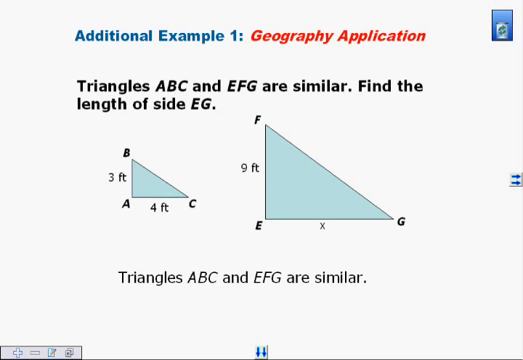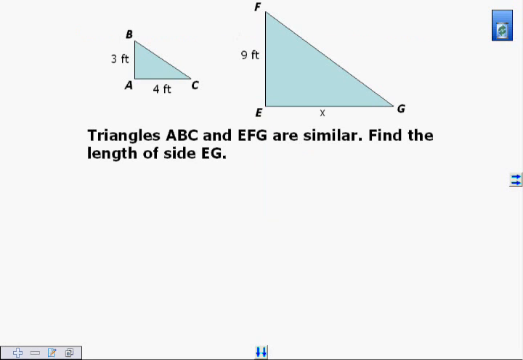Triangles ABC and EFG are similar, meaning the sides are proportional to one another and the angles are congruent. That's what similar means. We're going to find the length of side EG, which is the X, the missing side. So here's our similar triangles. We're going to find that length.